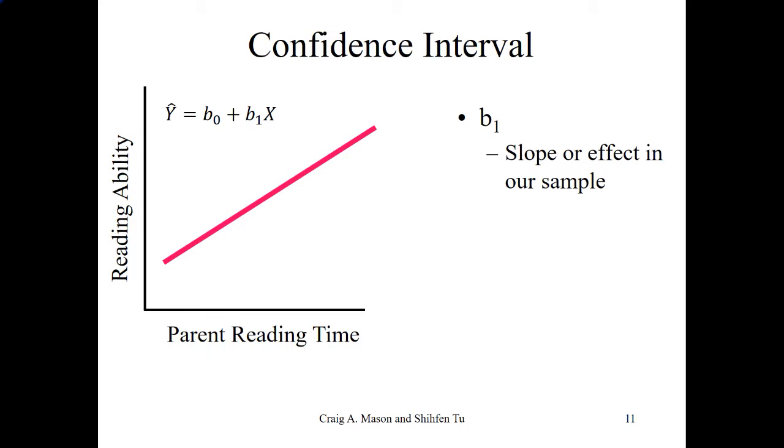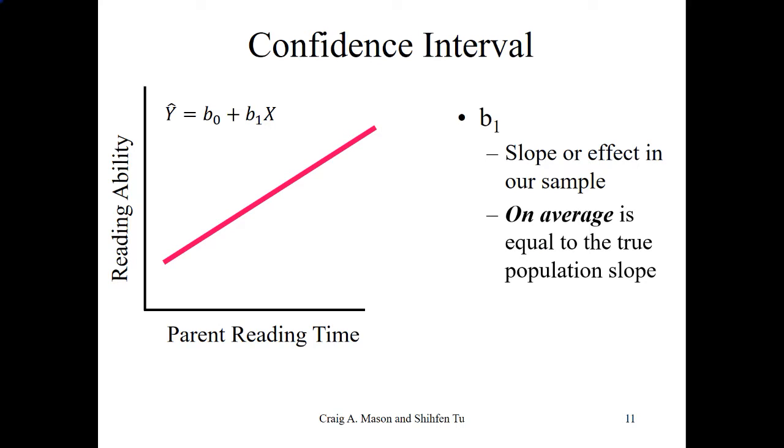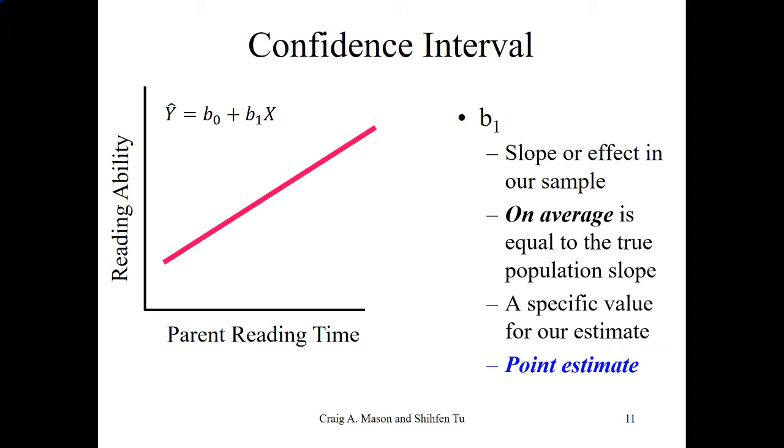So, how do confidence intervals work? Well, we know that if we have a random sample, the value of the regression coefficient in our sample will be equal to the population value for that effect on average. In that sense, it's a very narrow, very specific estimate of what we believe the population value for that effect is. Because it's very specific, it's an example of what's known as a point estimate. It's an estimate that is, well, a single point.